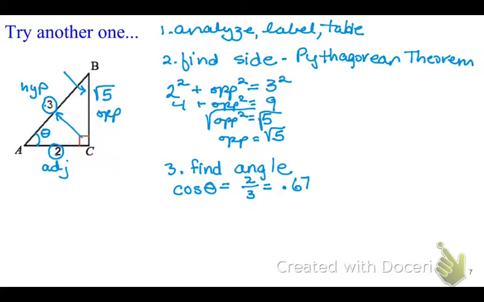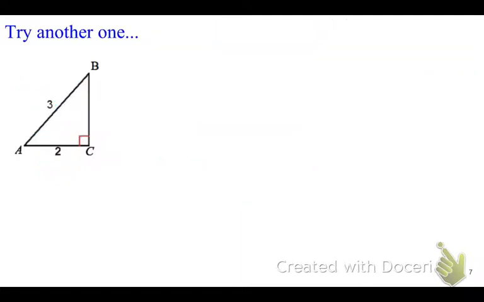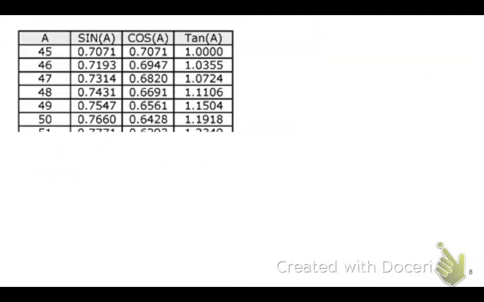We go to our handy dandy table, and we look for a cosine of 0.67. We come down. Here's 669. It's probably about as close as we're going to get. And that gives us an angle. Go over, the angle of 48 degrees. So theta is equal to 48 degrees. Okay.